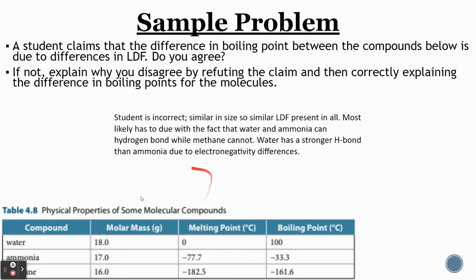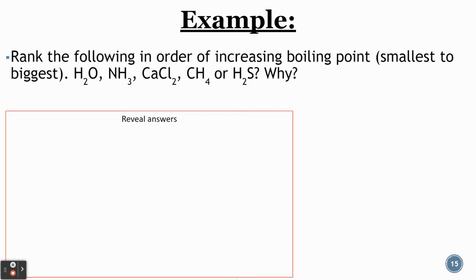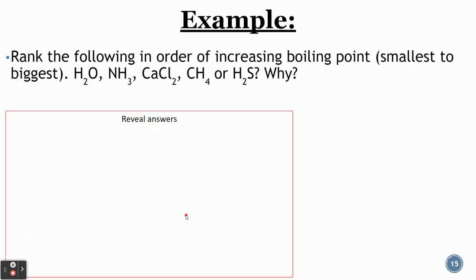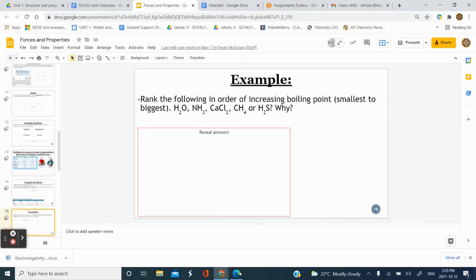So that's what I'm looking for in a question like this, where I give you the data, and you have to be able to explain the data using your knowledge of the different forces and how they affect physical and chemical properties. And lastly, we should be able to do a question like this. So rank the following in order of increasing boiling point from smallest to biggest, and then explain why. So we're going to go ahead and do that. And then at the end of that, you should be able to do a table like this. But first, we'll go ahead and do that example that's provided here and see what our reasons are.